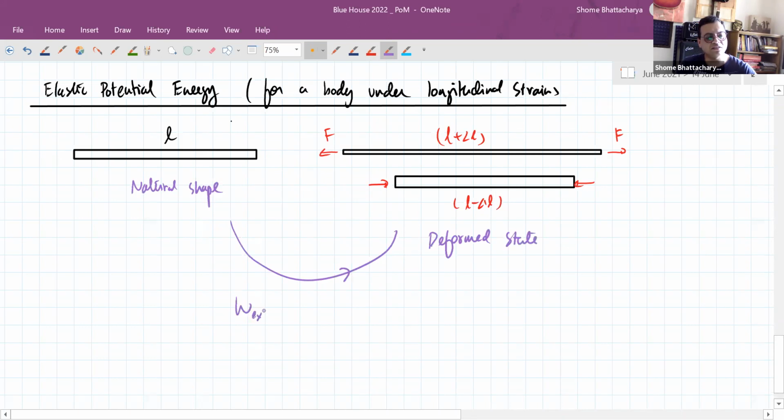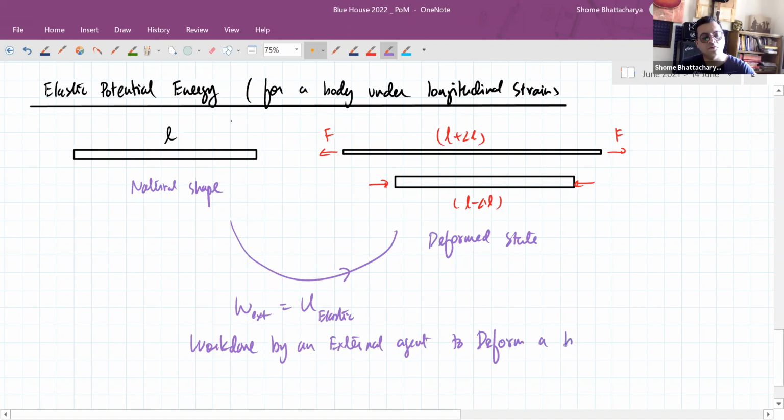the work done by the external agent equals the elastic potential energy stored. So work done by an external agent to deform a body from initial natural state equals the elastic potential energy stored in it.